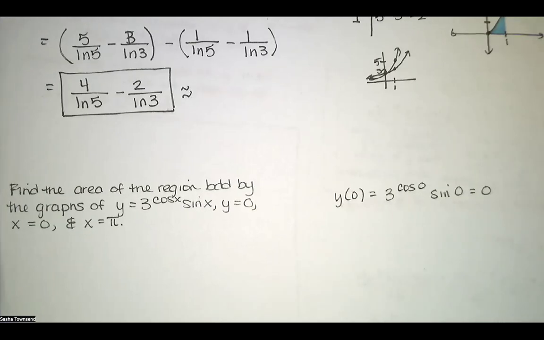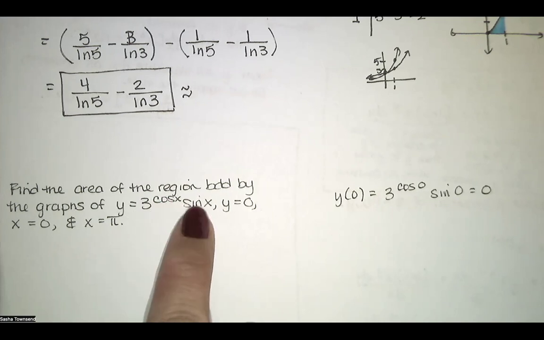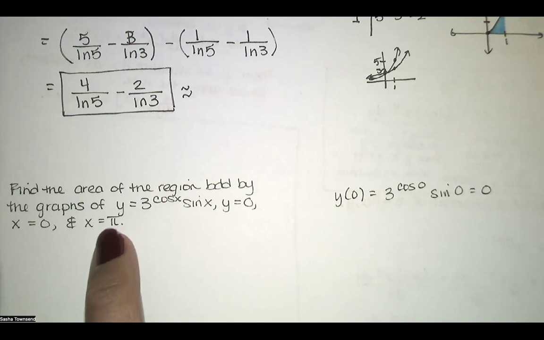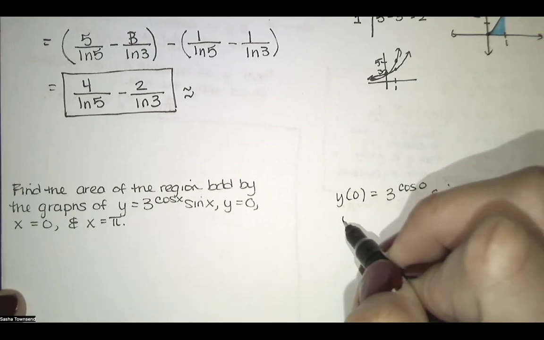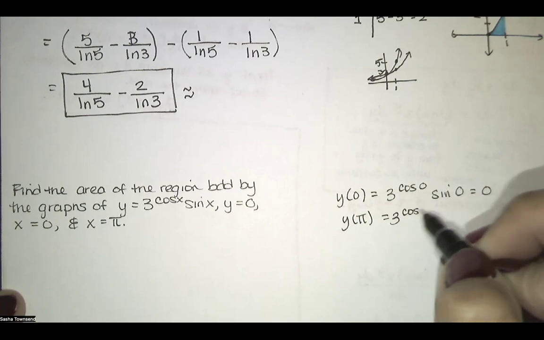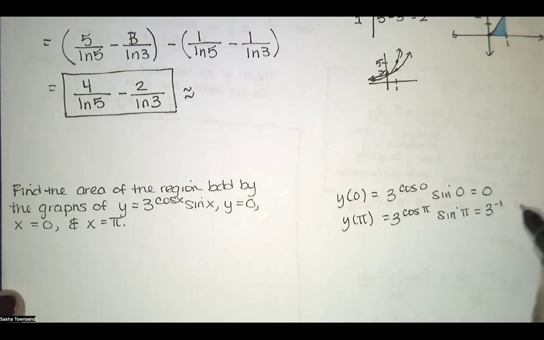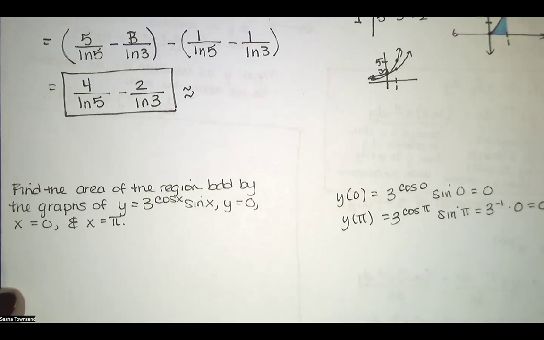Okay. And then I'm on the interval from 0 to pi. Cosine will be 0 at pi over 2, but sine is equal to 0 at pi as well. So if I evaluate this at pi, I get 3 to the cosine of pi times sine of pi. So that's 3 to the negative 1 times 0. So I get 0 there.